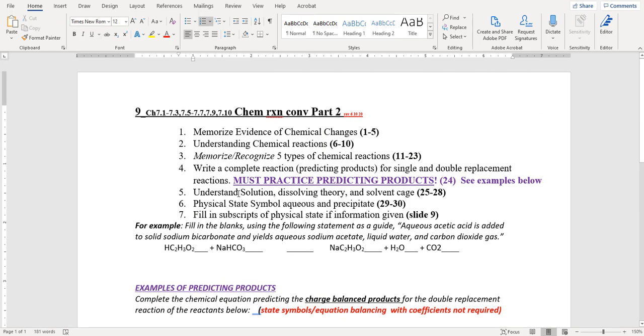Then we're going to get into solution chemistry, where we talk about what a solution is and how we go about labeling it in a chemical reaction, as well as predicting solution-based chemical reactions. So let's go and do the easy stuff. Evidence, and then understanding and recognizing the patterns of basic chemical reactions.